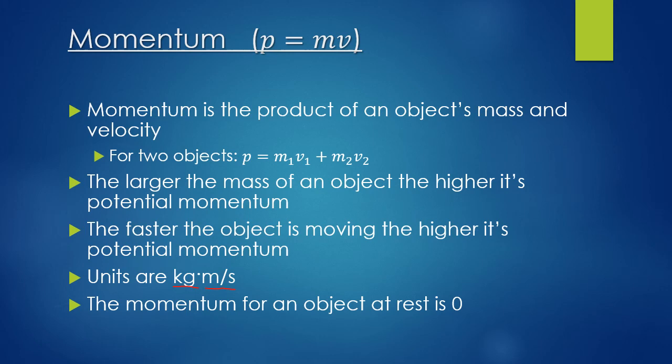Once again, if the object is at rest, the momentum is going to be zero because it will have zero velocity. And to calculate momentum, we take mass times velocity. So an object not in motion has zero momentum.